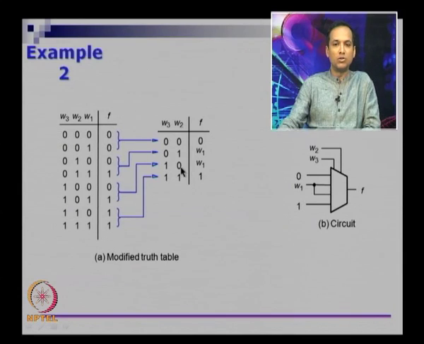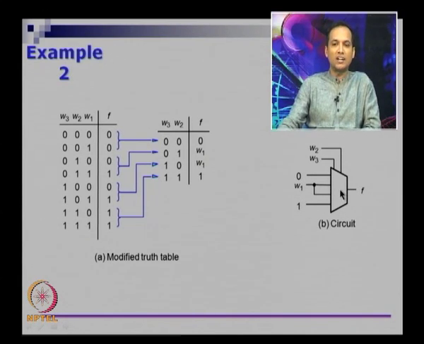If W3 and W2 are 1 0, then f is W1, and if W3 and W2 are both 1s, then without looking at W1 the output is a 1. So even if W1 is 0 or 1, it does not matter, the output is a 1, we can write that directly. Once you get something like this, now you go back and look at this.